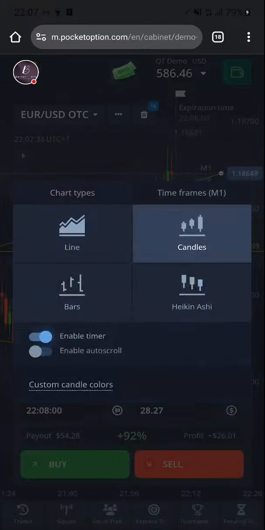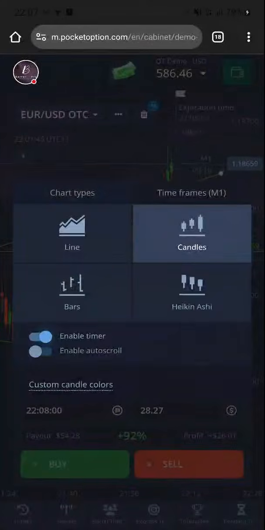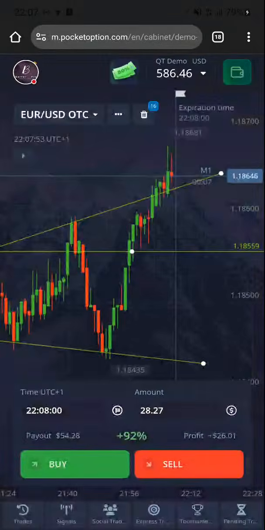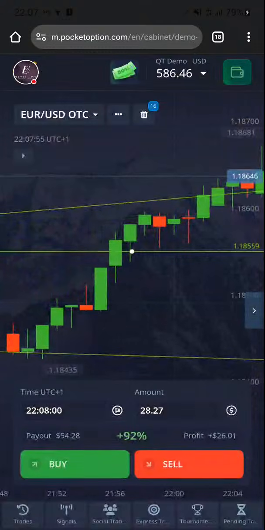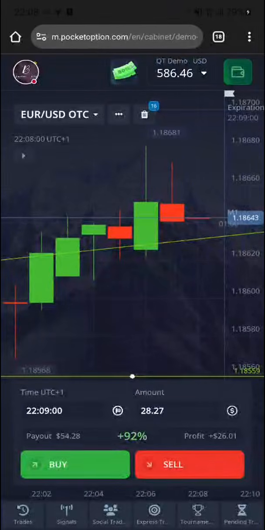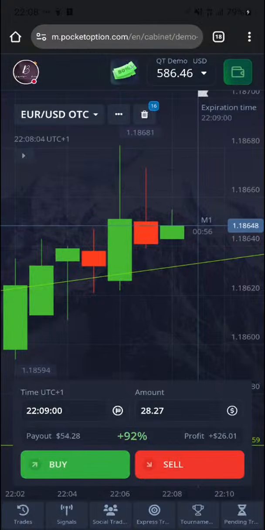So, in today's setup, the chart type is going to be candlesticks, and we're going to enable this timer for the candles. We'll disable the auto scroll thing. You understand? That's all for this page. So now let's go to the time frame area. We're using M1 for the time frame for the candles, and that's it basically. It means each of these candles is 1 minute. You can see there's a timer for each minute, and when a new candle opens, this timer gives us a 60 seconds countdown every time.